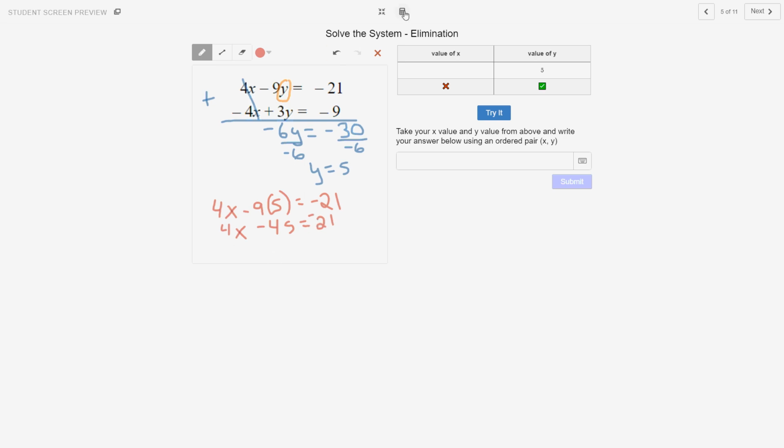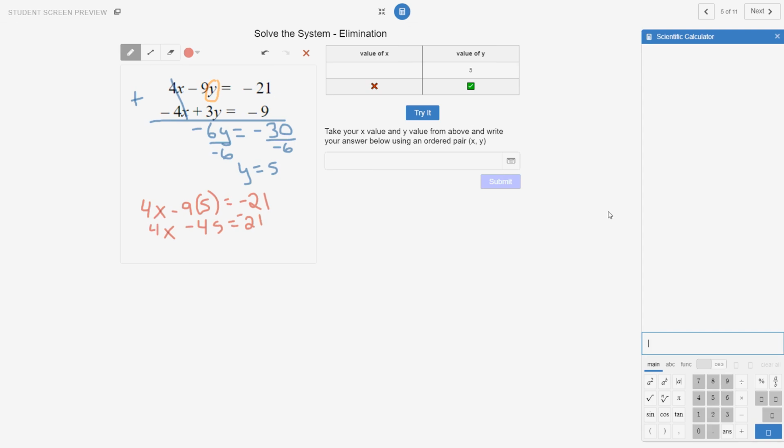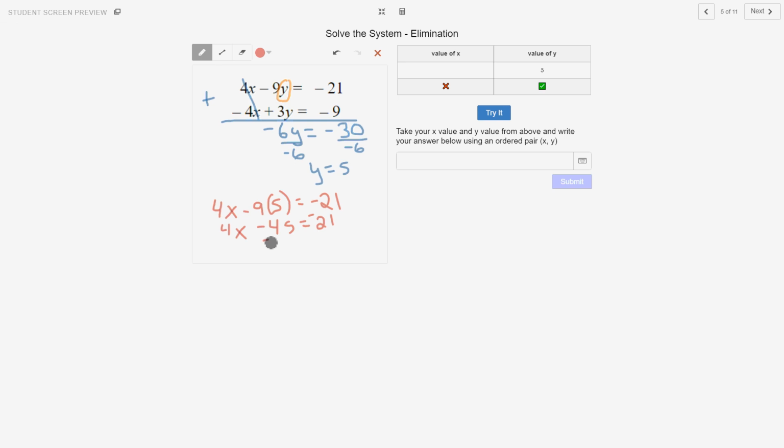And if you notice, there is a calculator right there. I want to make sure that I point out to everybody. So I could take negative 21 plus 45, and I'm going to get 24. So let's go ahead and write that down. Plus 45, so those cancel, and I have 4x equals 24. X is going to be 6. And I want to write that as an ordered pair. 6 comma 5.